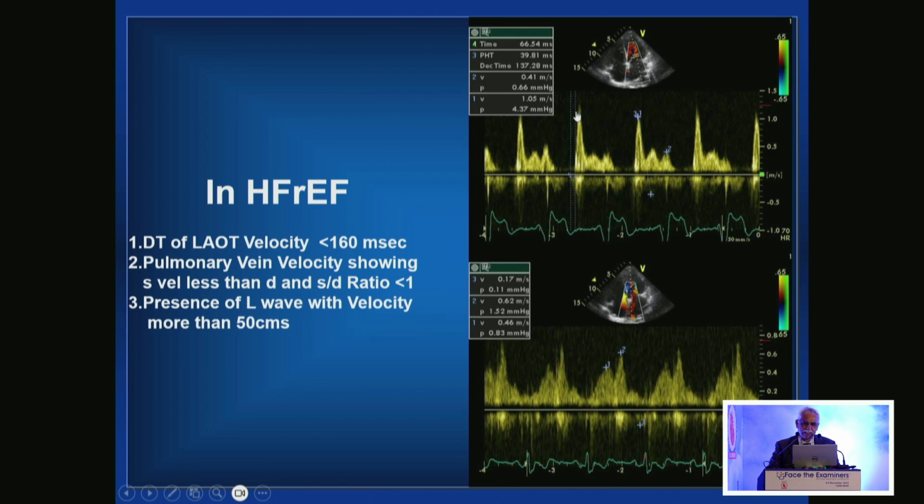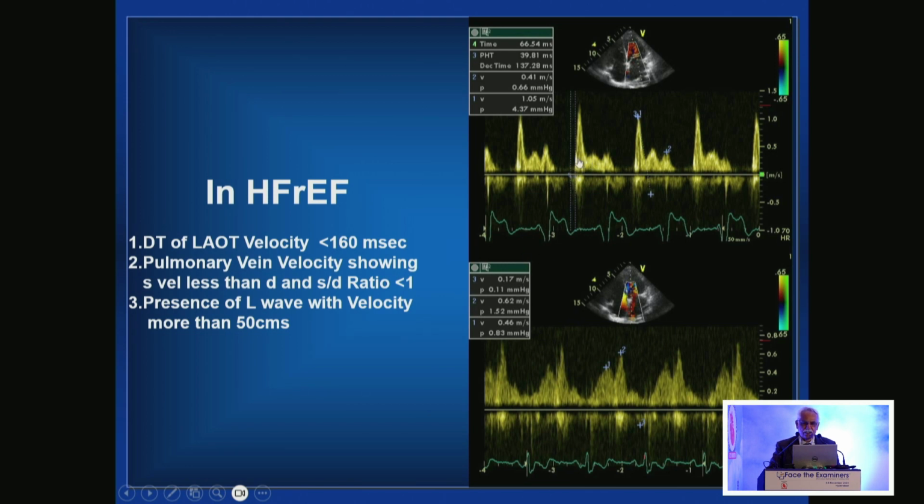One is the deceleration time. If you see this E wave, the E wave comes down very fast. It is less than 160 milliseconds. If the deceleration time is less than 160 milliseconds, usually it indicates grade 3 diastolic dysfunction with an elevated left ventricular end diastolic pressure.